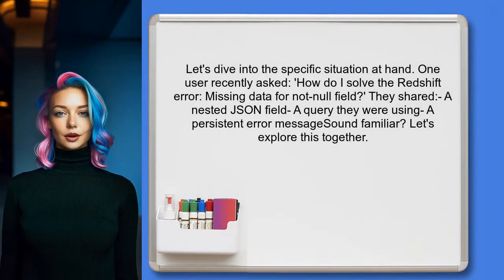Let's dive into the specific situation at hand. One user recently asked, "How do I solve the Redshift error, missing data for Not-Null field?" They shared a nested JSON field and a query they were using, but they kept hitting that pesky error. Sound familiar? Let's explore this together.